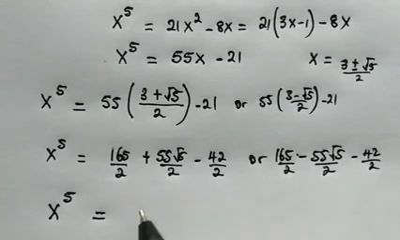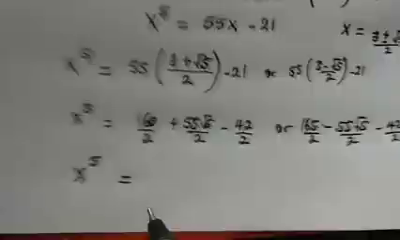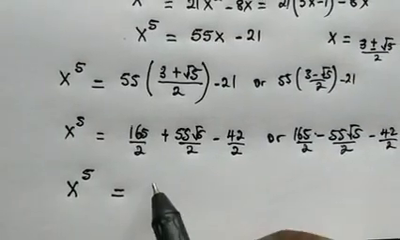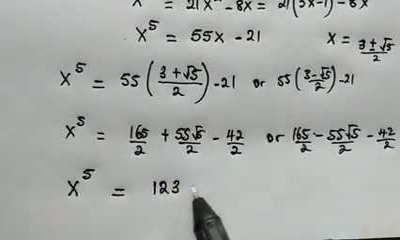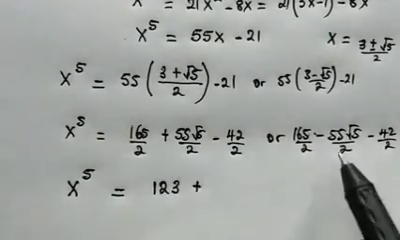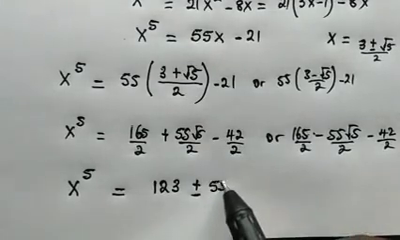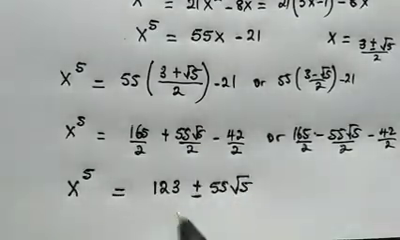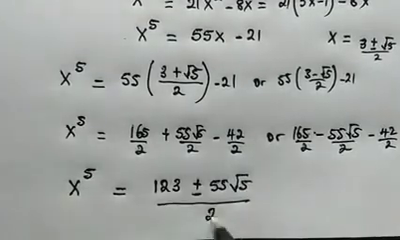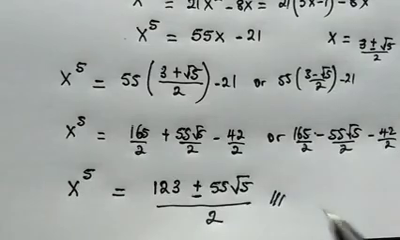So we have the solution for x to the power of 5: this is equal to 123 plus or minus 55 square root of 5, then divided by 2, and this is the correct answer.